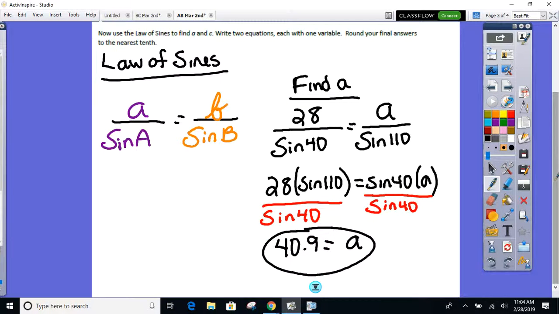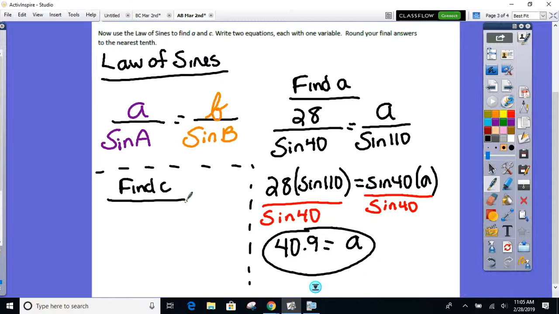Can I just do Pythag and get it over with? No, it's not a right triangle here. Right, all right, so I got to use law of sines again. Here we go to find C. Can I still start this with 28 over the sine of 40? You're darn right you can.